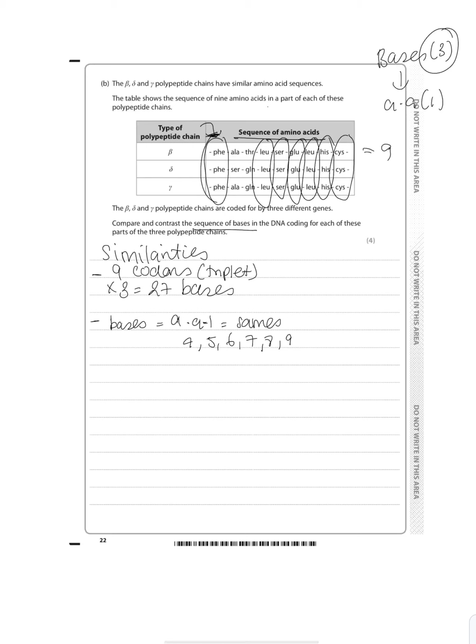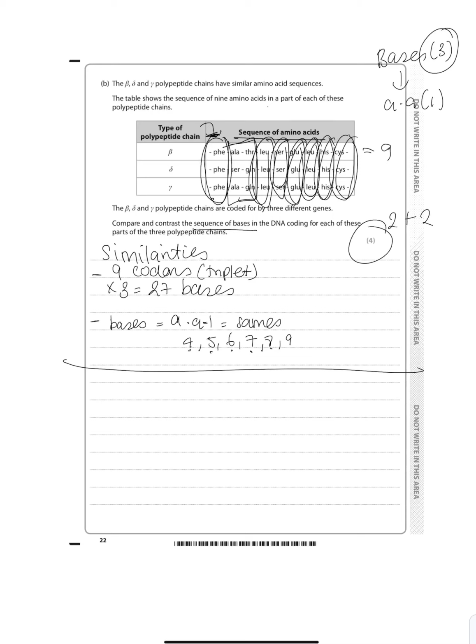Because here, it's all the same. So it's only this that is different. So you will say that there are the 3 codes, 3 codons, or triplet codons for amino acid 1 and amino acid 4, 5, 6, 7, 8, and 9 are all the same. And because it's 4 marks, it's usually 2 similarities and 2 differences.